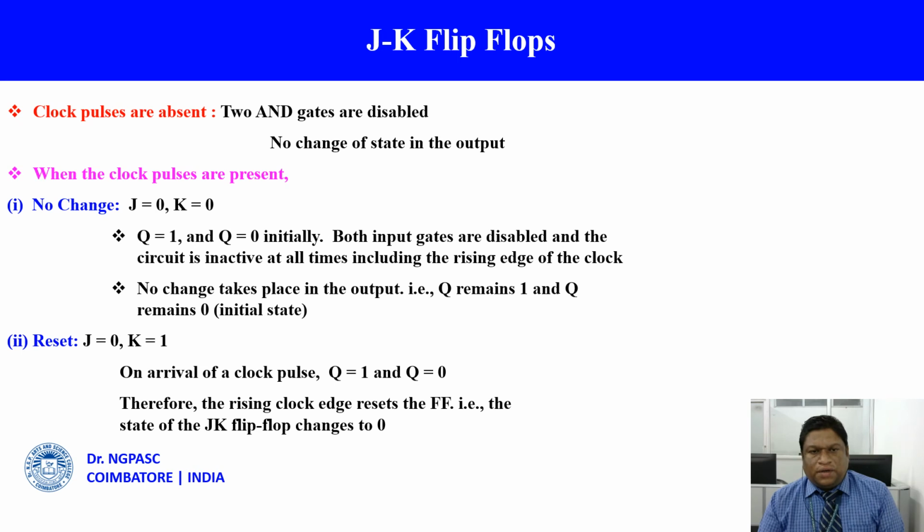Okay, if you take these initial values, the same state will be retained, because J equal to 0 and K equal to 0 retains the previous state. And when we have a reset state, which means K equal to 1 and J equal to 0, on the arrival of a clock pulse, when there is an edge trigger, you will get Q equal to 0 and Q bar equal to 1. So the rising clock resets the flip flop.